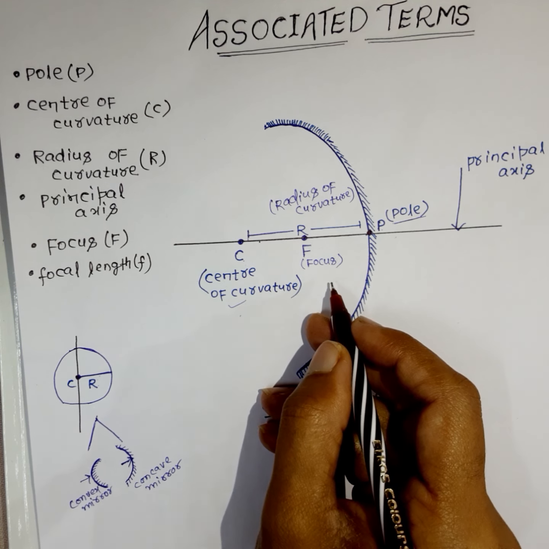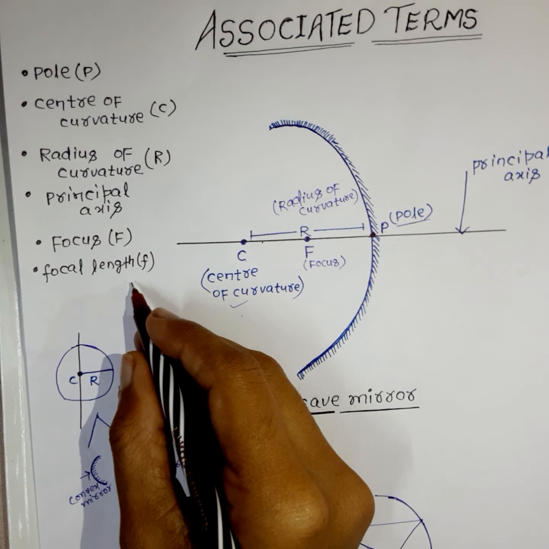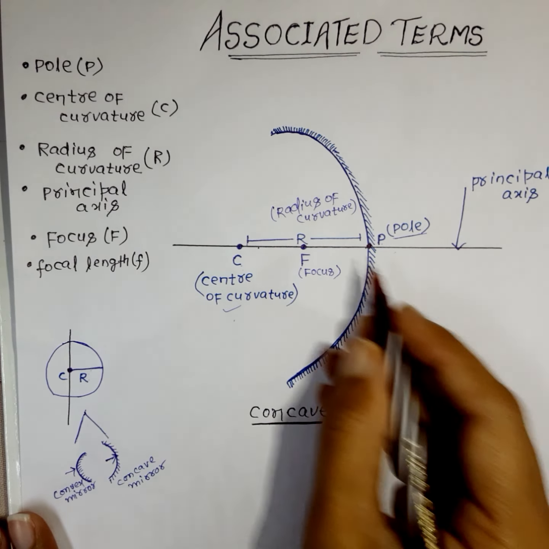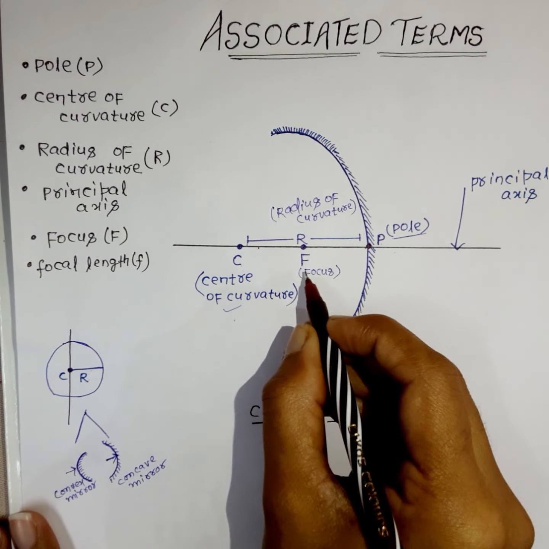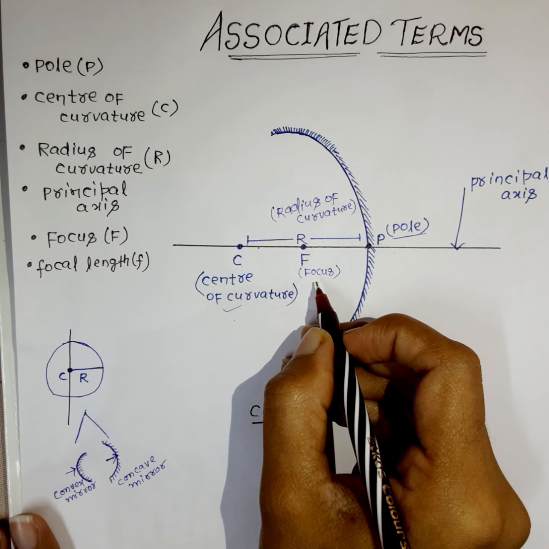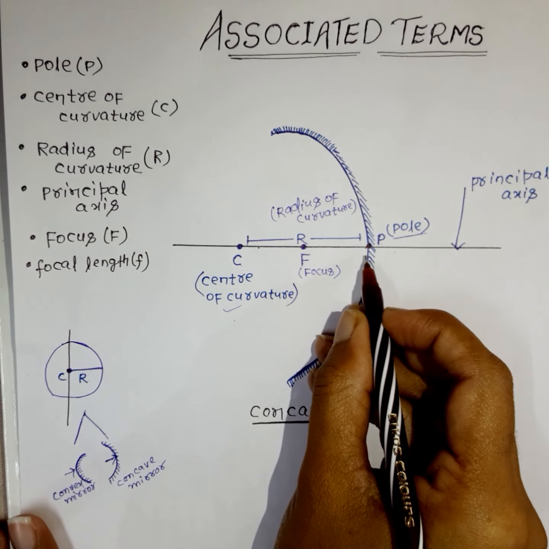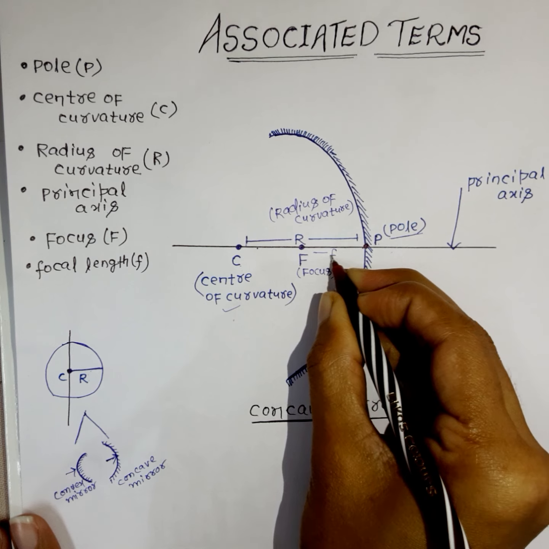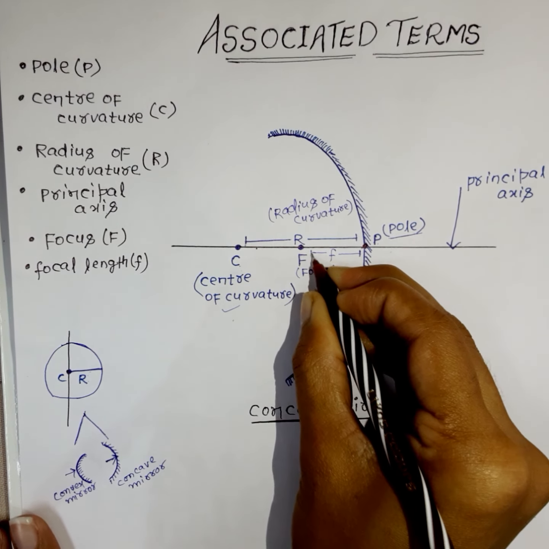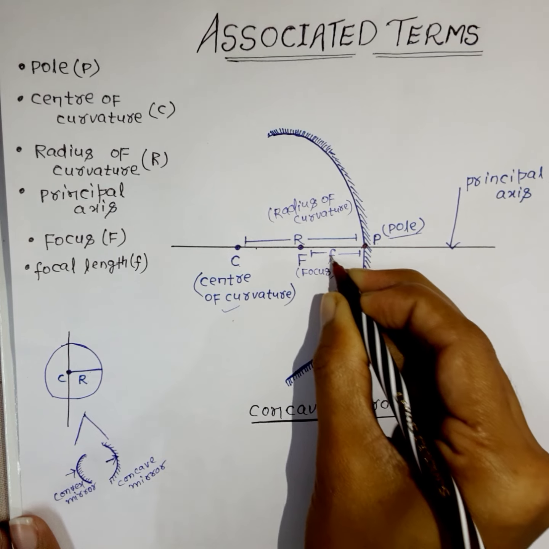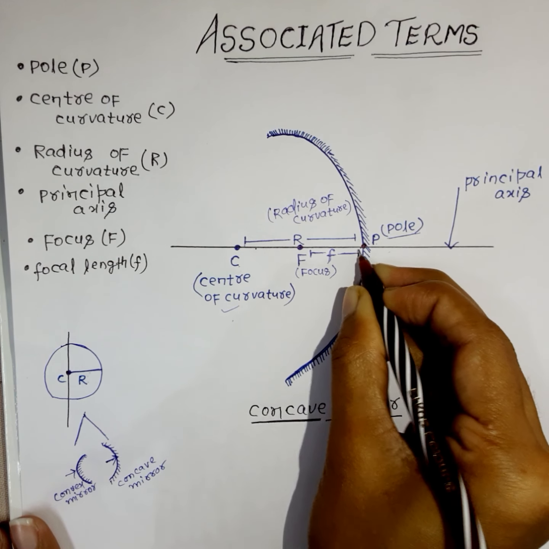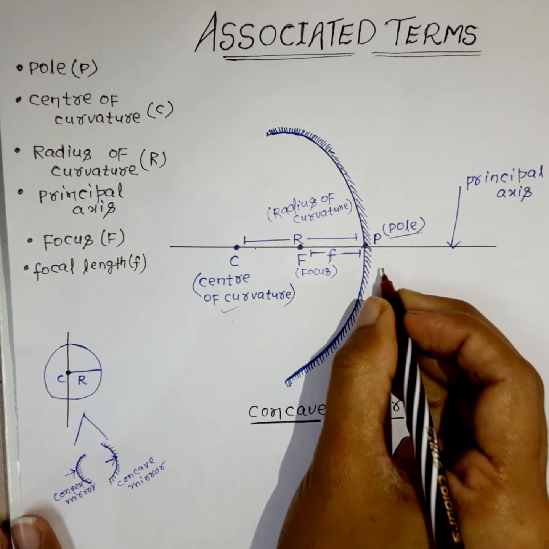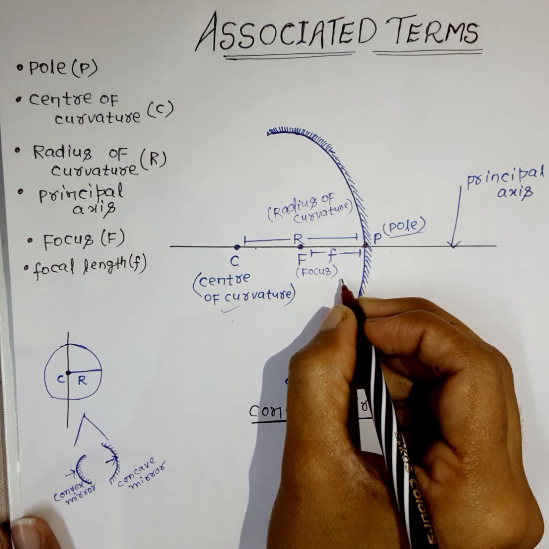Then one more thing here, that is focal length. What is focal length? Focal length is the distance between the pole and the focus. We represent this by small f. So the focal length is the distance between the focus and the pole.